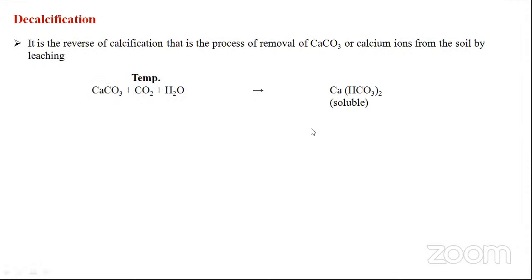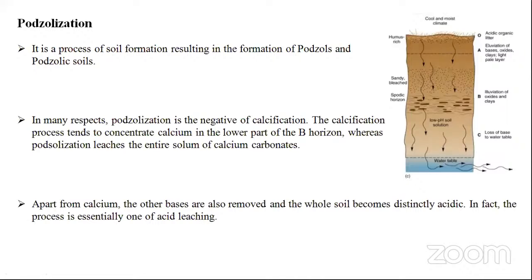What is the next? Podzolization. Podzolization is nothing but, apart from calcium, all the bases are completely removed and the soil becomes very distinctly acidic. You can see a very low pH because everything is leached out. All the bases are completely leached out, apart from calcium. And this leads to the development of podzols. So this formation is called podzols. Generally, you can say that podzolization is the negative of calcification.